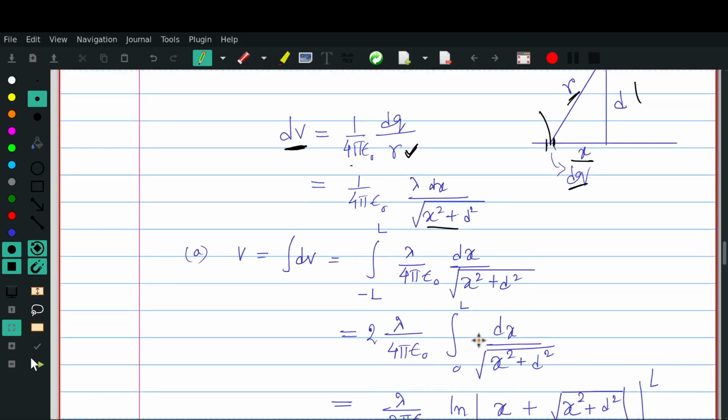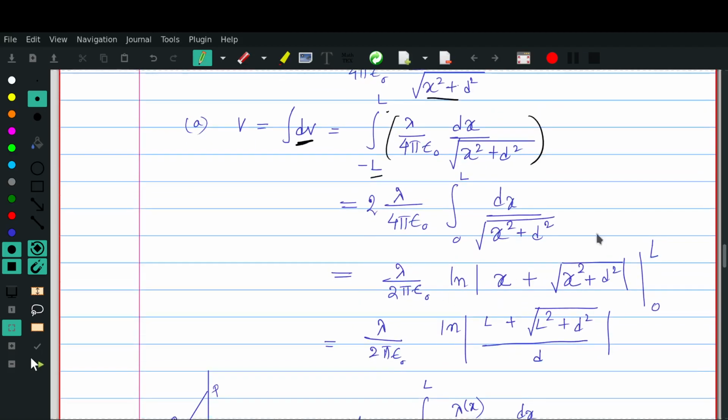Now to get the net potential of this whole rod, which goes from minus L to plus L, I have integrated over this small dV. When I do that, we integrate from minus L to L and plug in everything, I just plug dV here. And you see that this integrand is an even function. So when there is an even function, what you can always do is take the limit 0 to L.